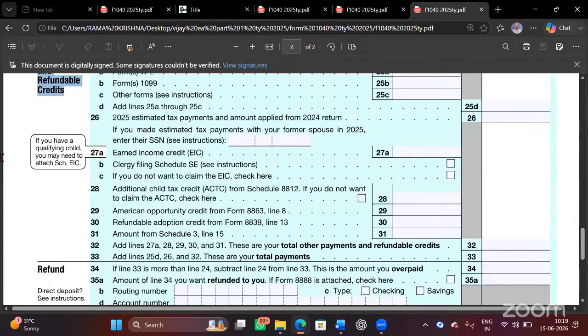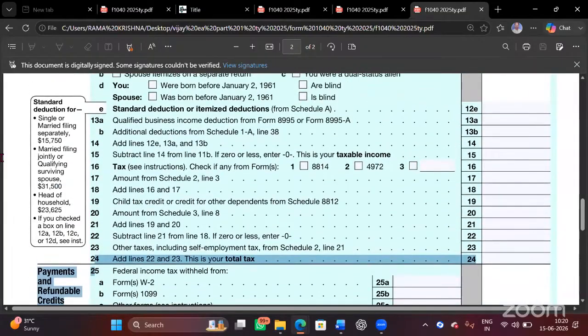What is the meaning of the child? How much credit will be given for each child? That criteria will be covered separately in a subsequent chapter. To understand that concept, we have to study schedule number 3. Item number 30, refundable credits. 29, American Opportunity Credit. All these are credits. Tax burden will be reduced through this.